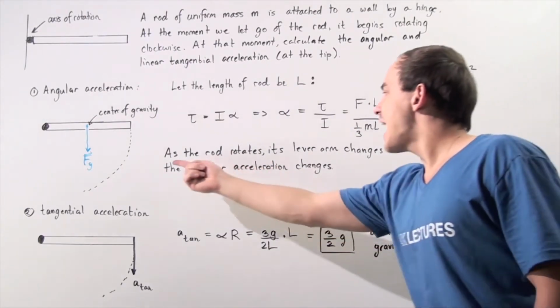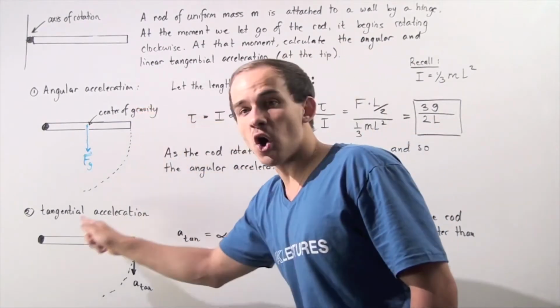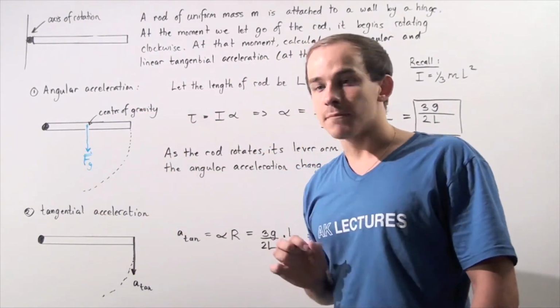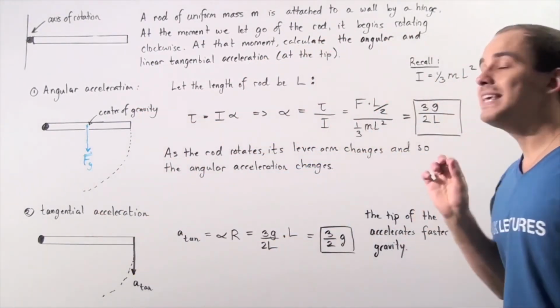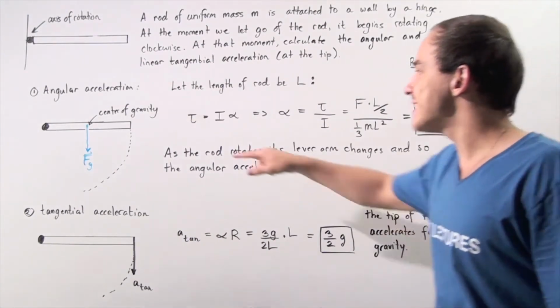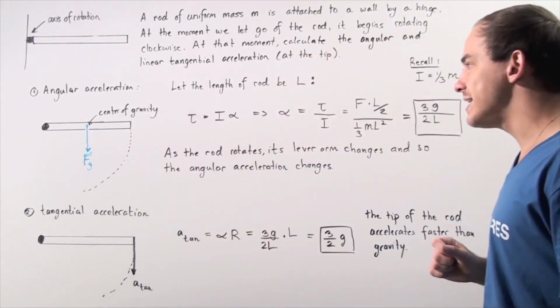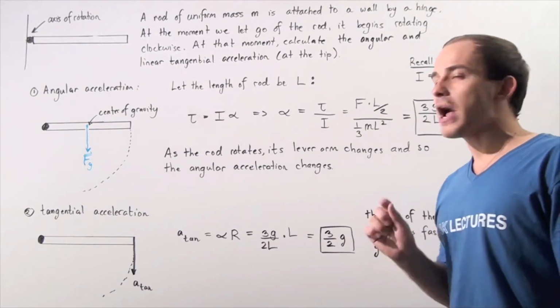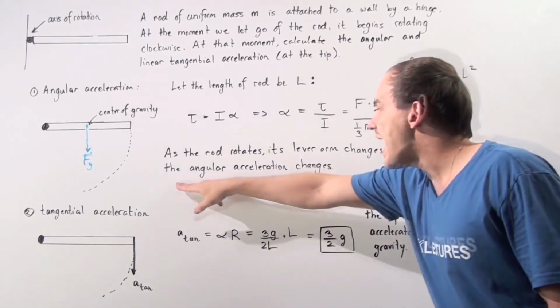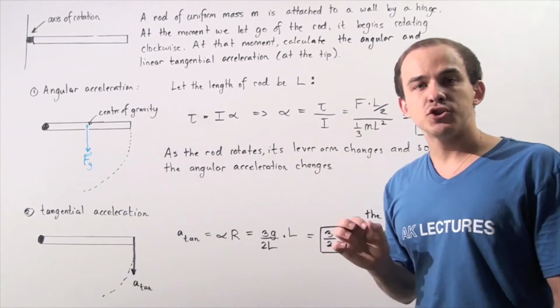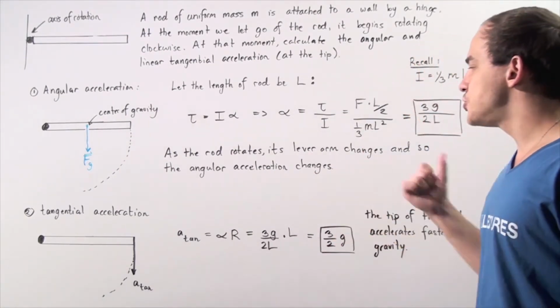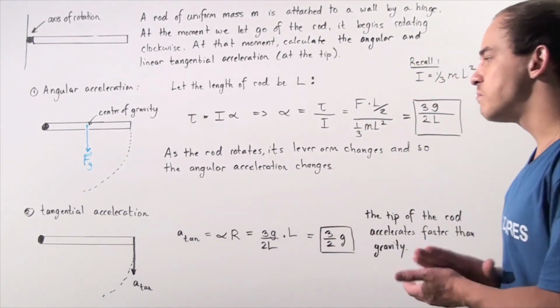Notice, as the rod begins to rotate, its lever arm changes. That means as our object is rotating, even though the force of gravity is constant, the angular acceleration of the object is not constant. It changes. Now let's look at part 2.